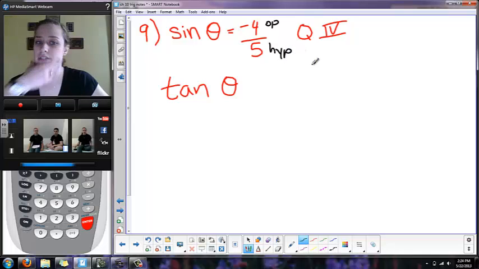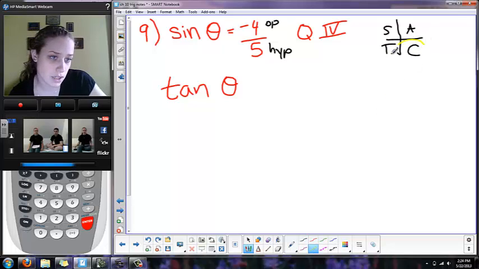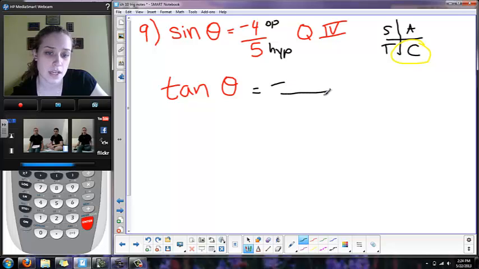So we need to find that missing side, but I also want to think about what quadrant I'm in. All students take calculus. You can see that because we are down here in the 4th quadrant, that means that tangent is going to be negative. So I'm going to write that negative right now before I forget. Tangent is opposite over adjacent, so I know that this is a negative 4 right here.